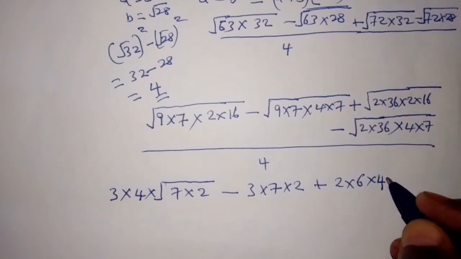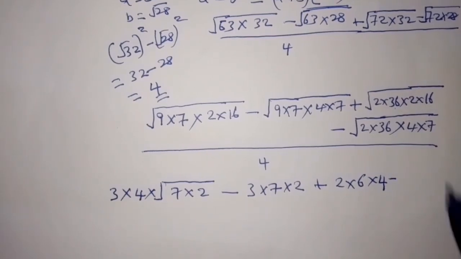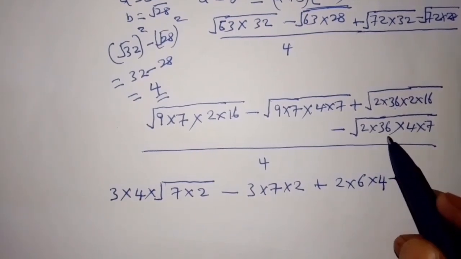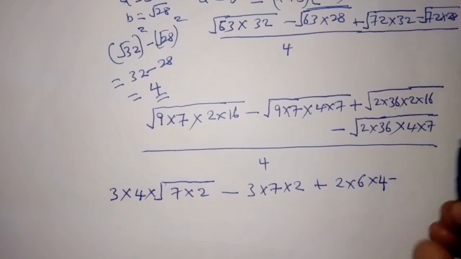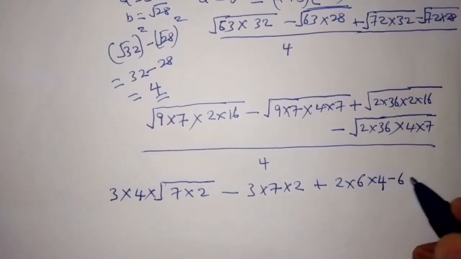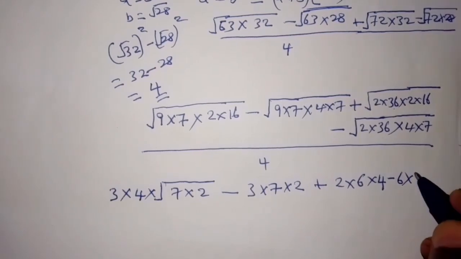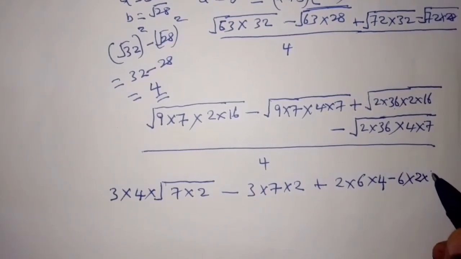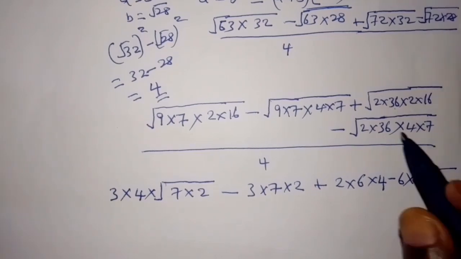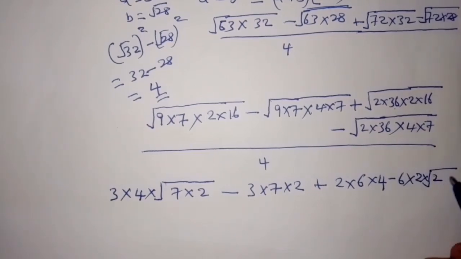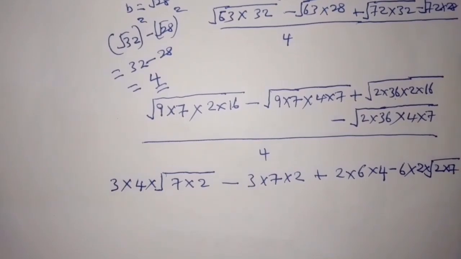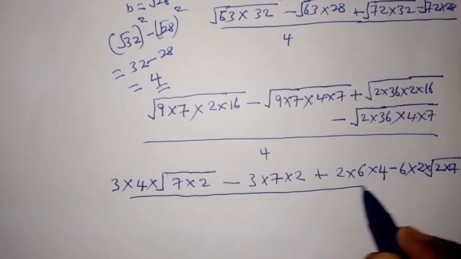Then we subtract here. Square root of 36 is 6. Square root of 4 is 2. Then we multiply by square root of 2 times 7 over 4.